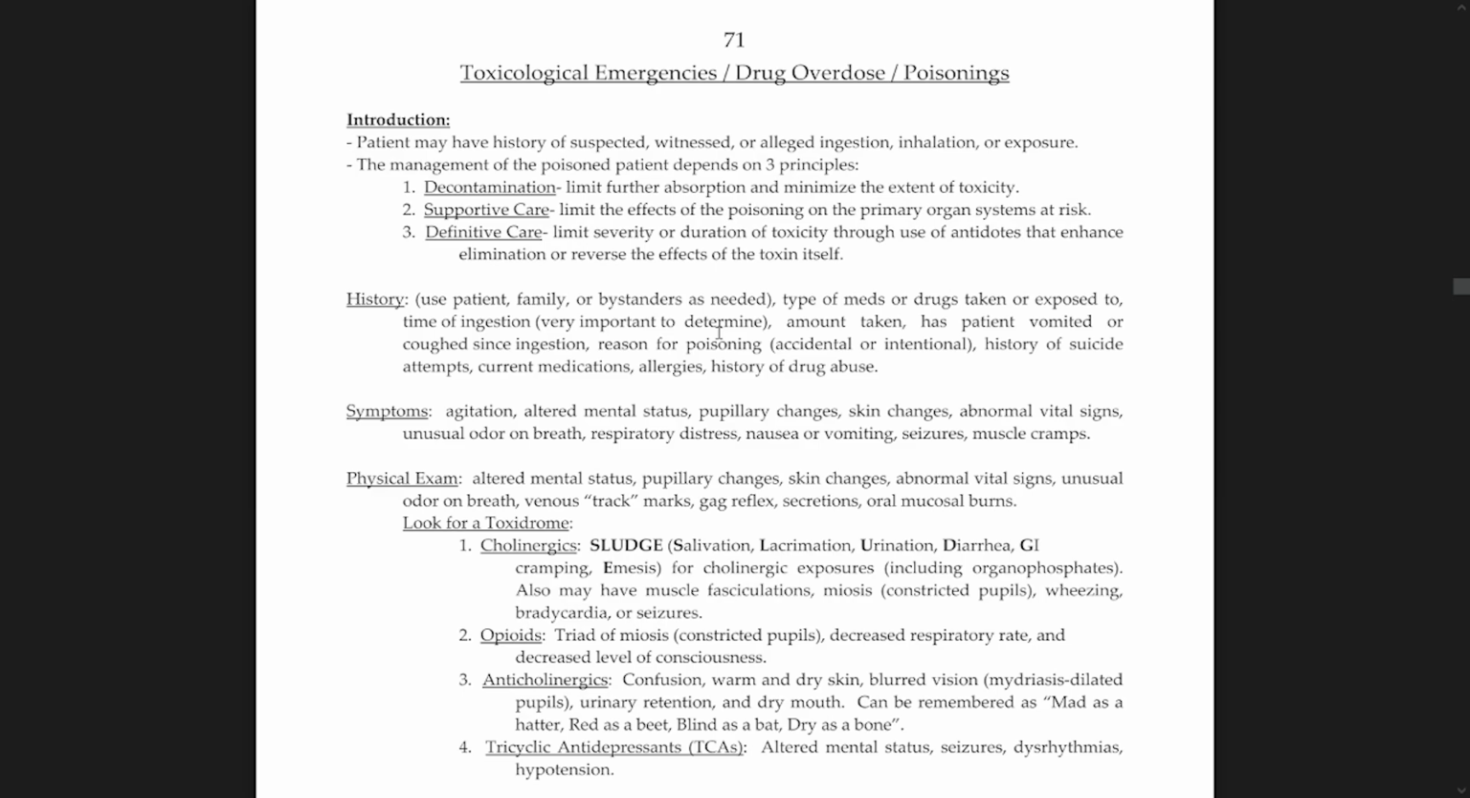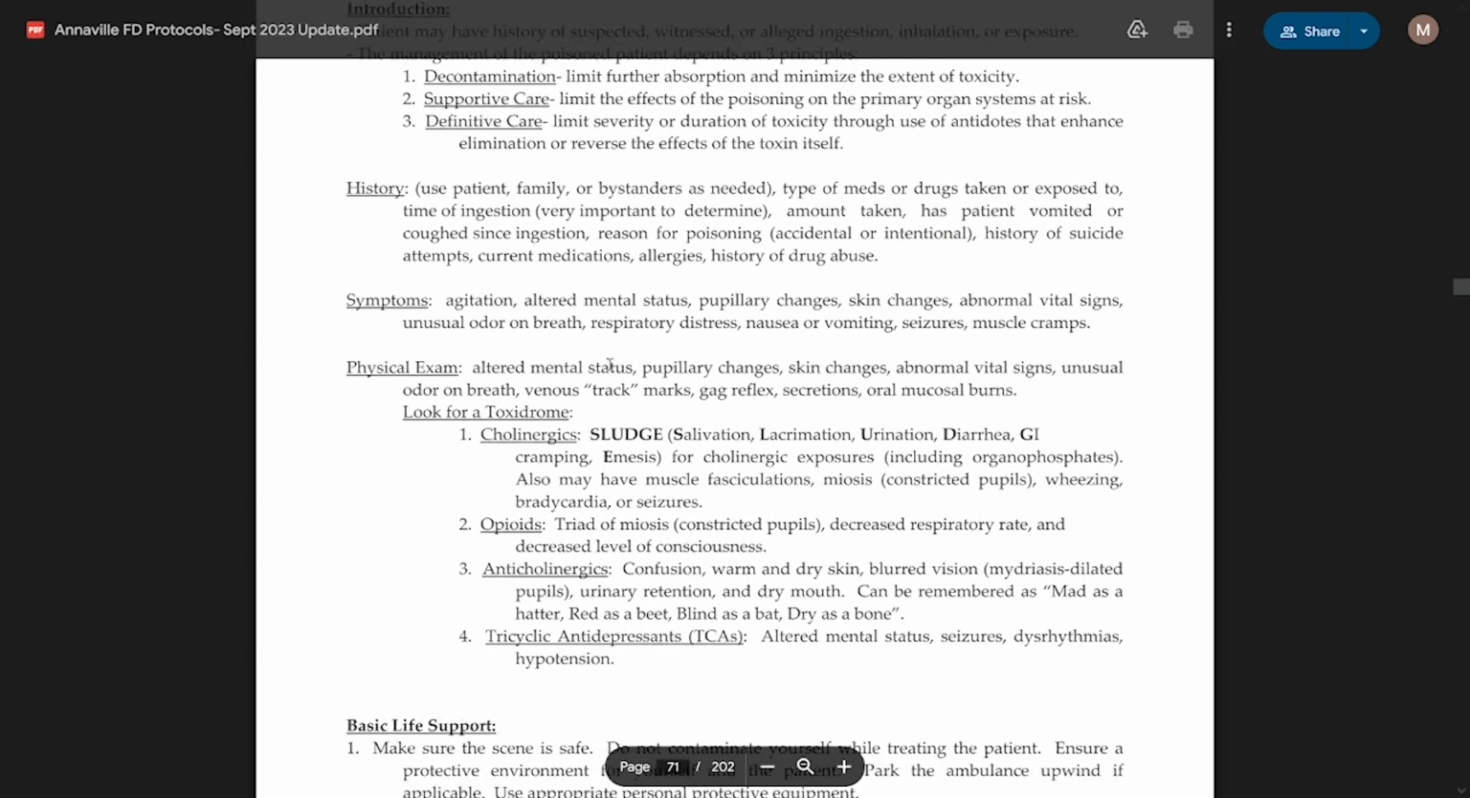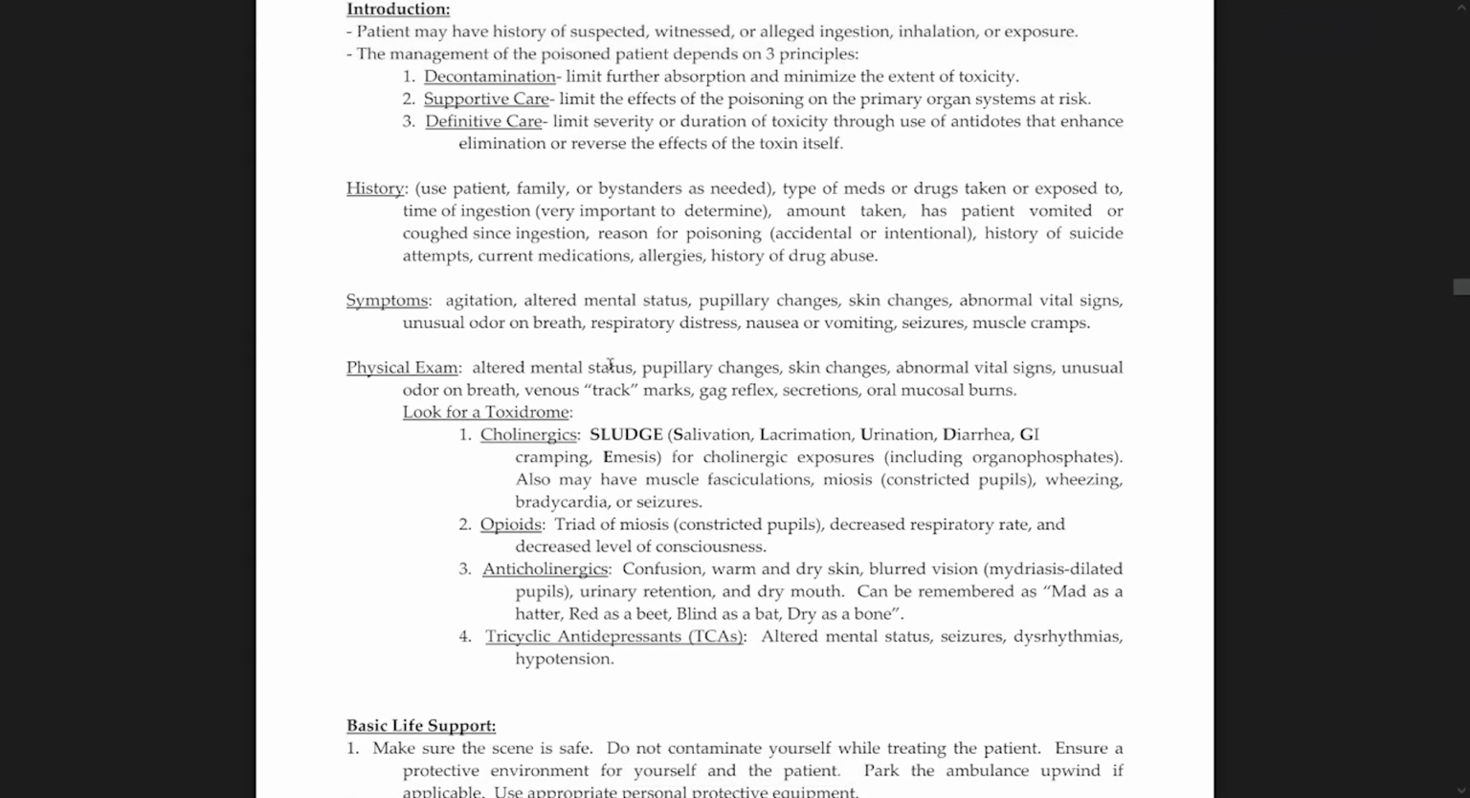For history, we want to use family or bystanders as needed, or the patient if they can answer. You want to see the type of medications or drugs they were exposed to and the time of the ingestion, which is very important. The amount taken. Has the patient vomited or coughed since ingestion? The reasoning for the poison: was it accidental or intentional? That's a huge one. Also a history of attempts, current medications, allergies, and history of drug abuse.